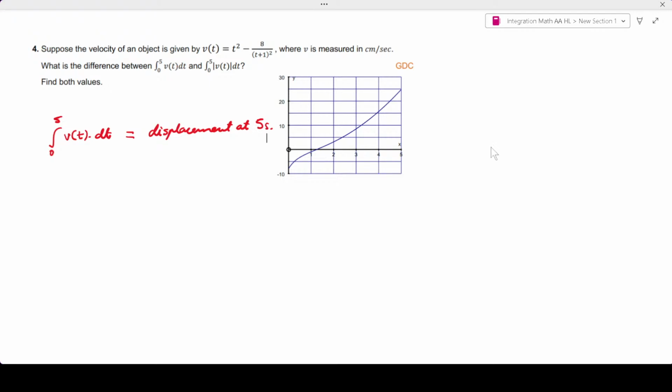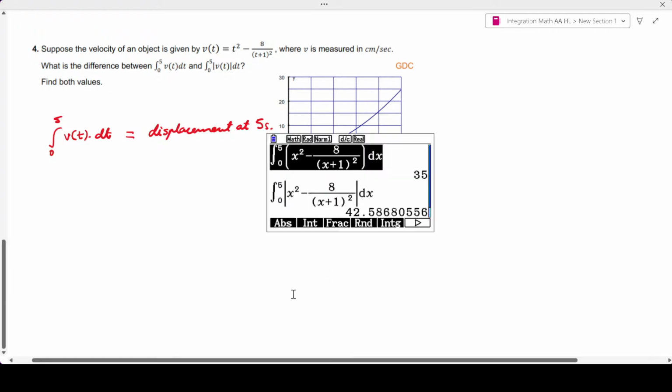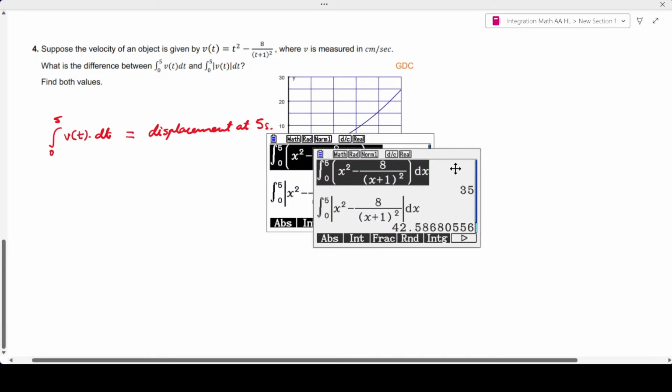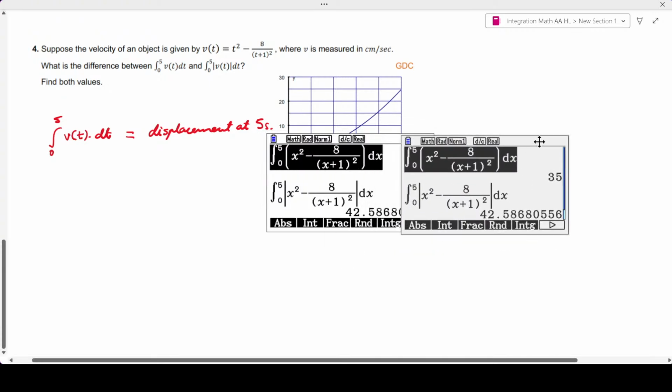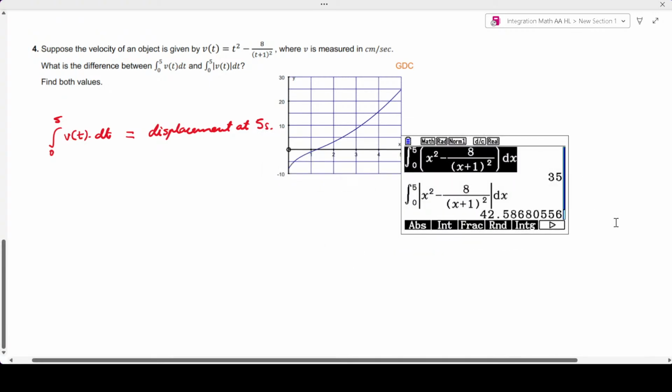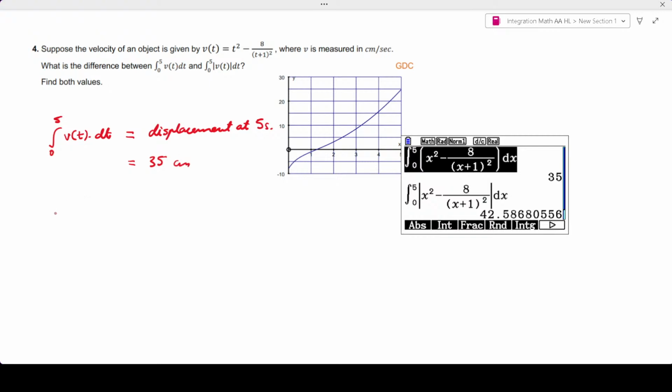if you use your calculator to do that, there are two ways of doing it. One is this directly. Look at the first one which is highlighted in black. If you do that in run mode, you'll get directly 35. Because it's with GDC, you can do it on a calculator directly. So 35 centimeters is the displacement.